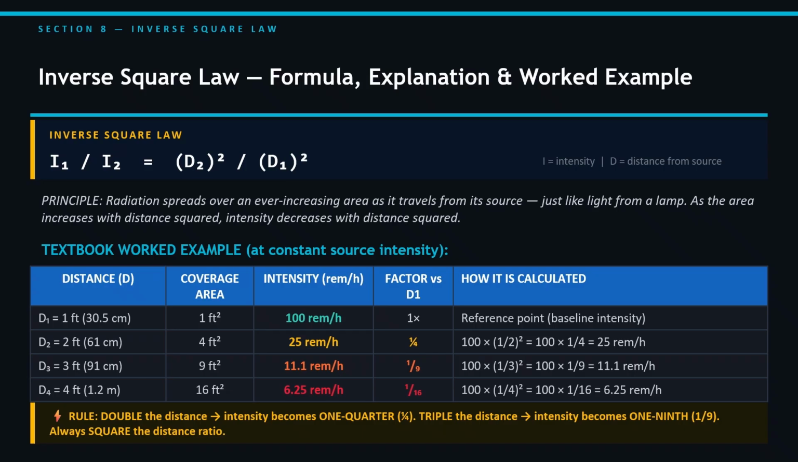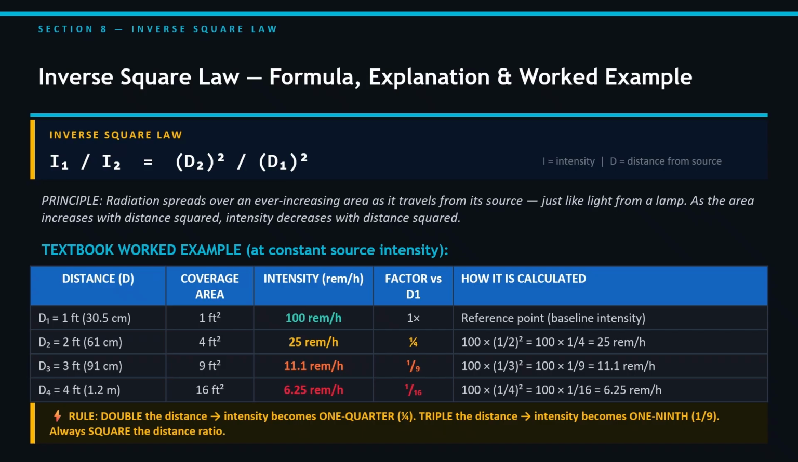The inverse square law is one of the most important calculations in radiation safety and radiographic practice. The principle is simple. As radiation travels away from a point source, the radiation spreads over an increasingly large area. Because the area increases with the square of the distance, intensity decreases with the square of distance. The formula is I1 divided by I2 equals D2 squared divided by D1 squared.